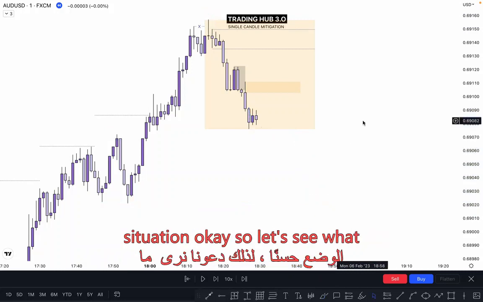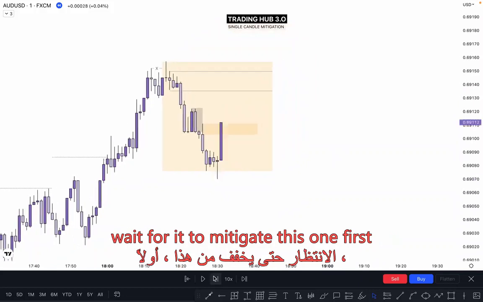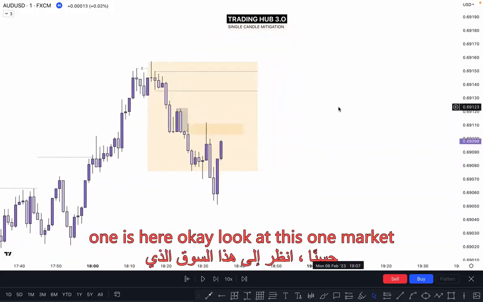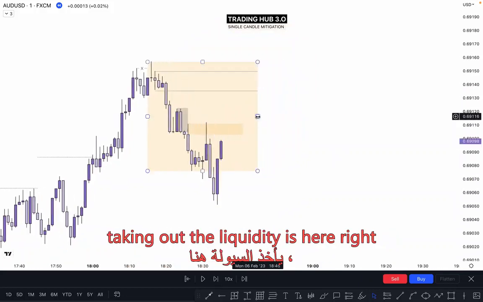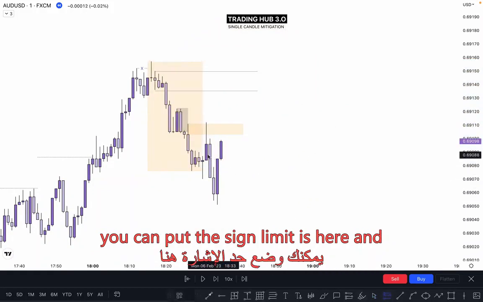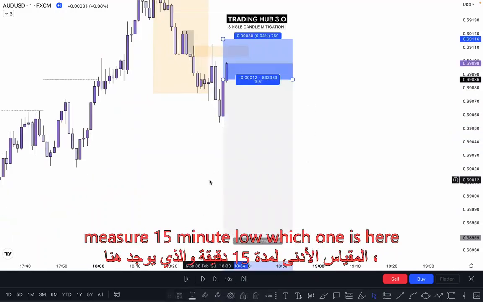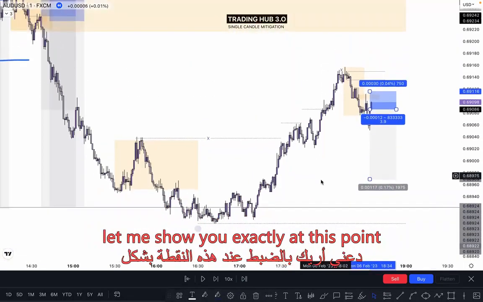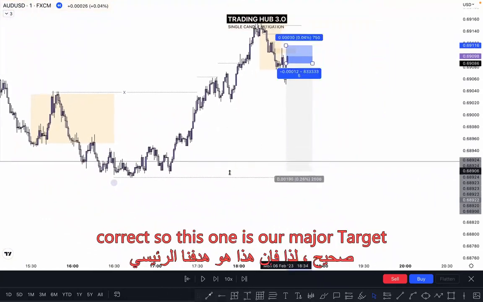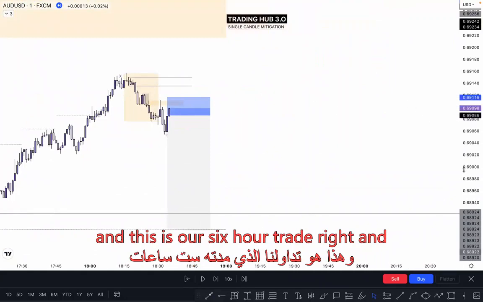Okay, so let's see what happens next after this one. You have to wait for it to mitigate this one. First one is here. Okay, look at this one. Market has taken out the liquidity here, right? So how can you deal at this time? Simply you can put the sell limit here and stop loss just above it and target the major 15-minute low, which one is here. Let me show you exactly at this point, correct? So this one is our major target and this is our 6-hour trade, right?